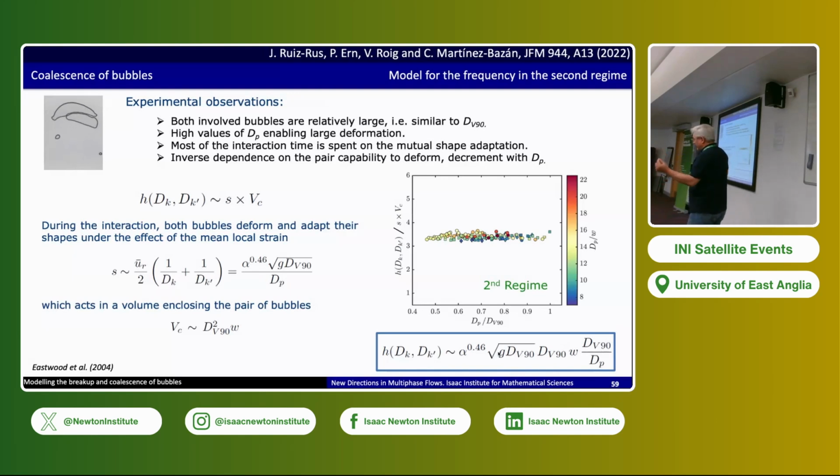But we have a first region where the coalescence frequency increases with the dp, and the other one where it decreases. So it has to be like a turning point, right?